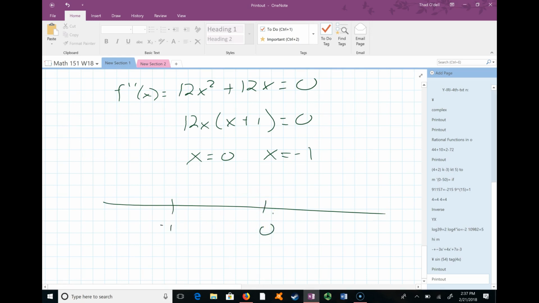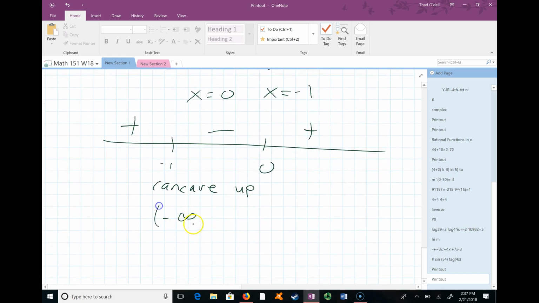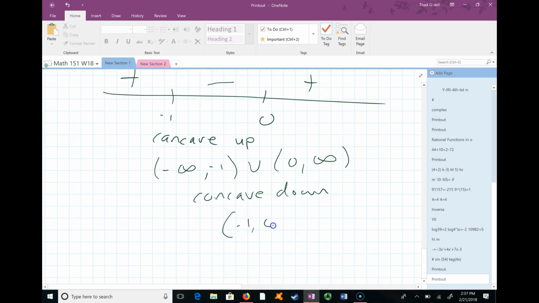If I plug something to the left of negative 1, like negative 10, that would be negative and that would be negative, so it would be positive. If I plug in something between negative 1 and 0, like negative 1/2, that would be negative and that would be positive, so I get a negative. And if I plug in something bigger than 0, like 1,000, that would be positive and positive, so it would be positive. So that means I'm concave up from negative infinity to negative 1, and from 0 to infinity. And I'm concave down from negative 1 to 0.